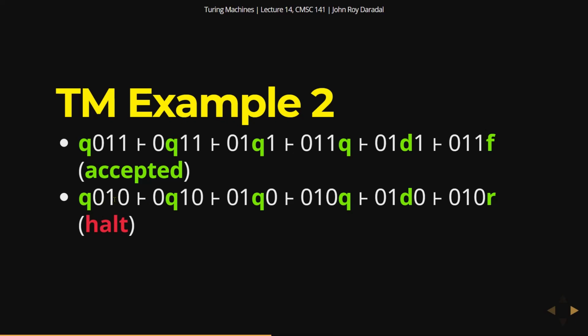And then what if it's even? Same thing for state Q. Just go to the end of the string and then go back to the left and go to state D. And now in state D, you see a 0. So you reject, and that's when we stop. And it's not the final state, so this is not accepted.